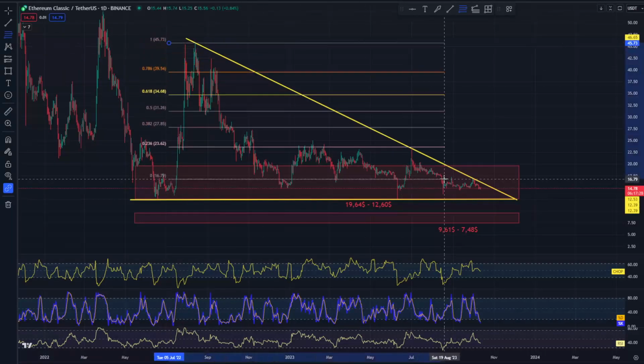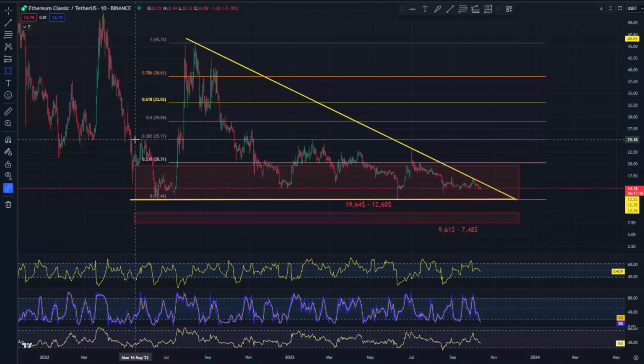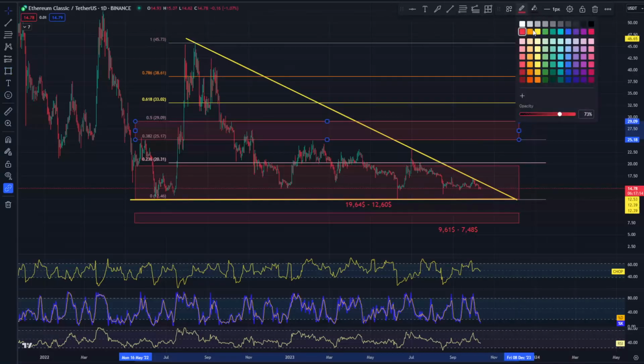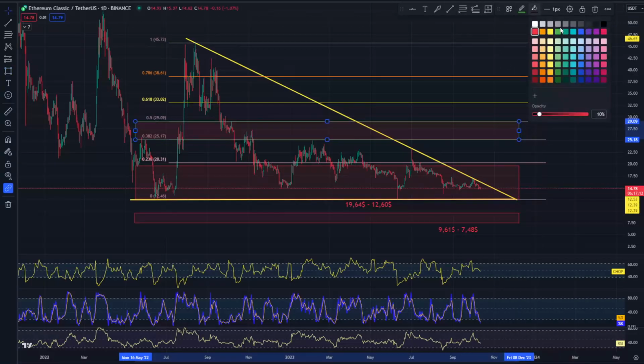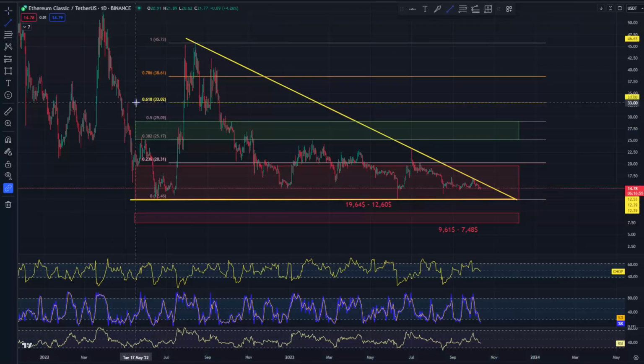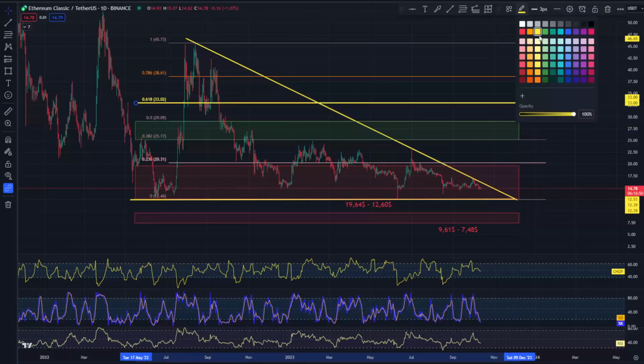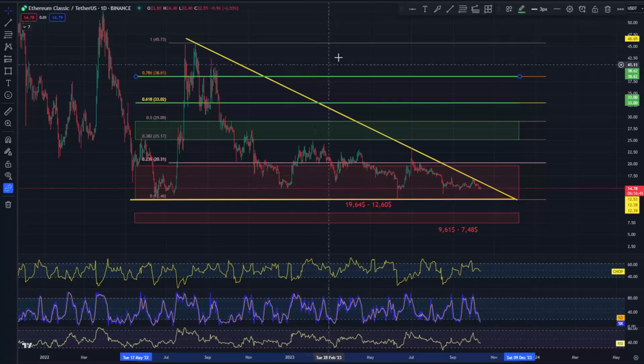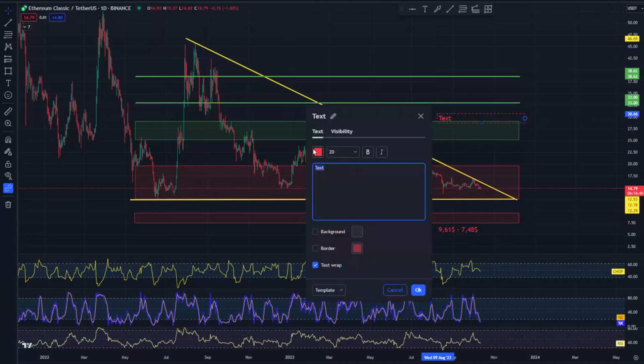Looking the other way, we see that the price has a significant resistance zone from $25.18 to $29.09. Only when it overcomes it will it move towards the resistance level of $33 and then $38.62.